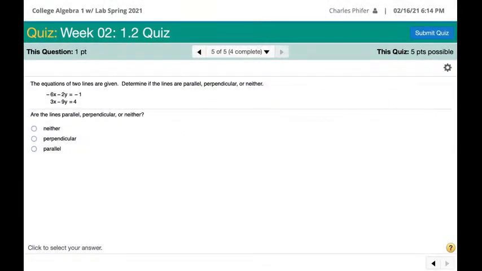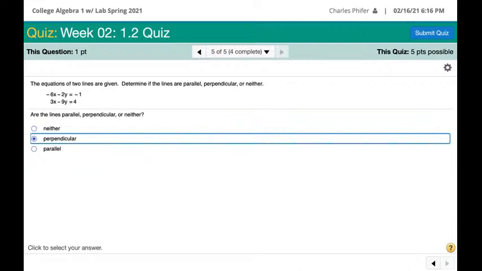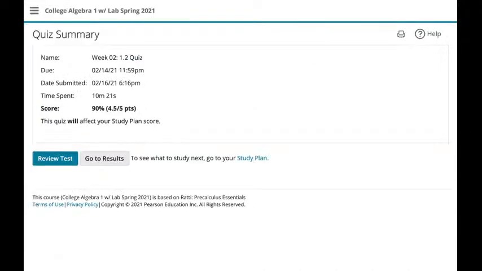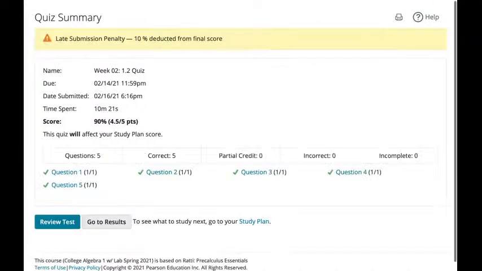Now if we could guess, we get a 33% chance of being right if we just guessed, because it's like 1 out of 3. I'm gonna go perpendicular and submit. Oh, I think we just, yeah, we got it. We got everything correct. We just got a point deduction because we submitted it late. All right, late submission, so we would get a 90 on this assignment, even though we got it all right.